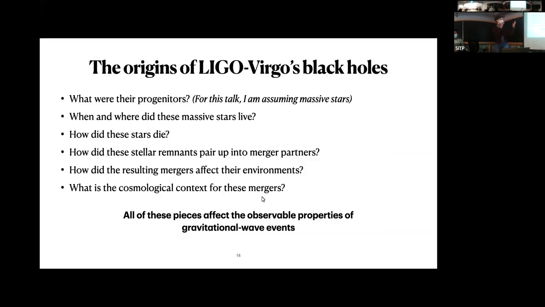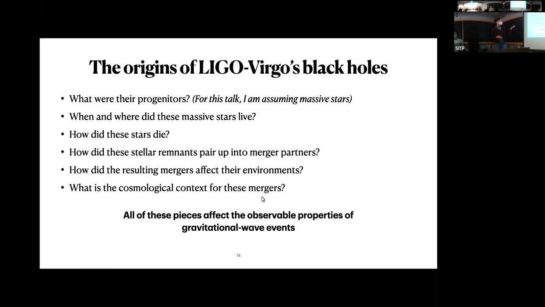Okay, so kind of putting all of these questions together, we'd like to understand what are the origins of these black holes. So what were their progenitors? I'm going to assume for this talk that the progenitors of these black holes are massive stars, although there are other very exciting alternative possibilities, like that the progenitors of these black holes are not stars and they're actually primordial black holes born in the early universe. But I'm not really going to talk about that further.